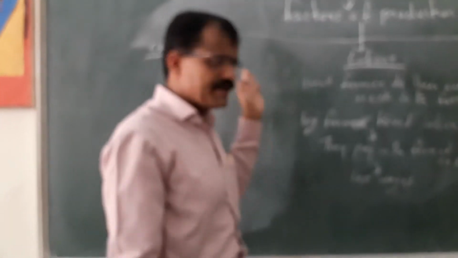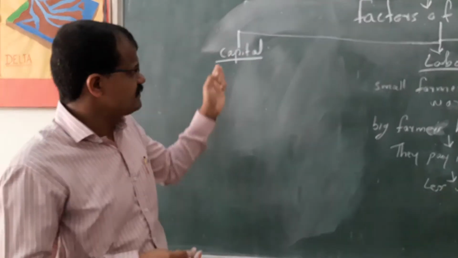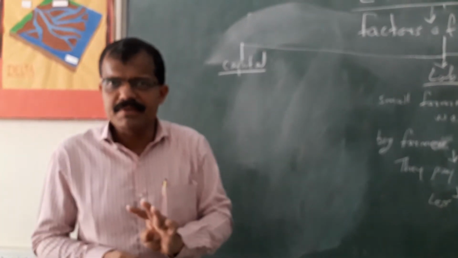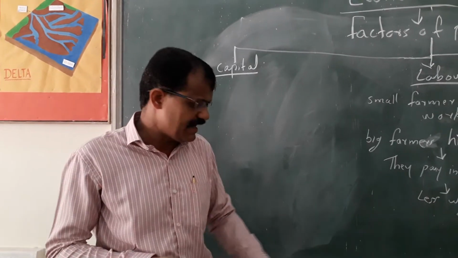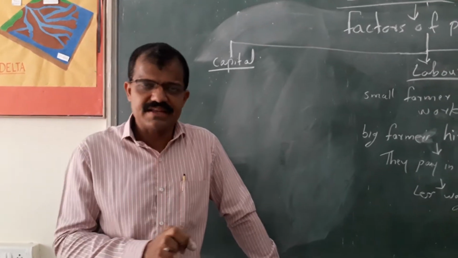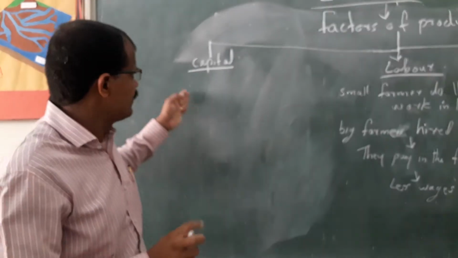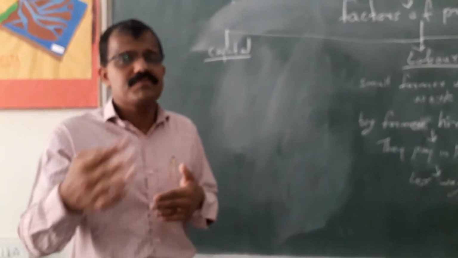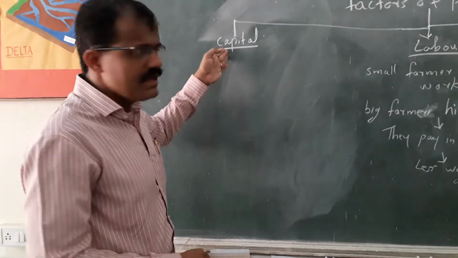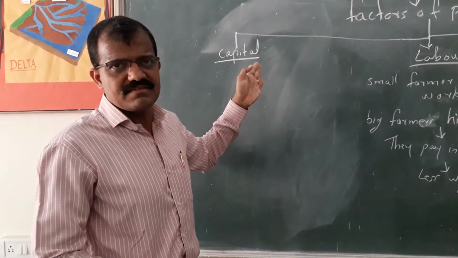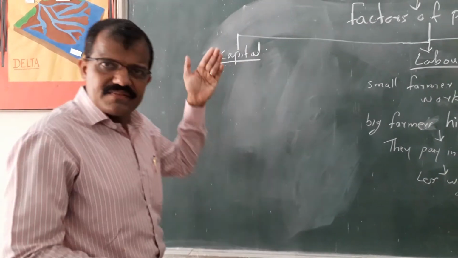Then the next part of production is capital. We see that there are two kinds of capital, physical capital and human capital. Physical capital has two kinds, fixed capital and working capital. Fixed capital means durable things like factories, land, machines, and tractors, which can be used for many years. Working capital means money and raw materials. Human capital is organization.